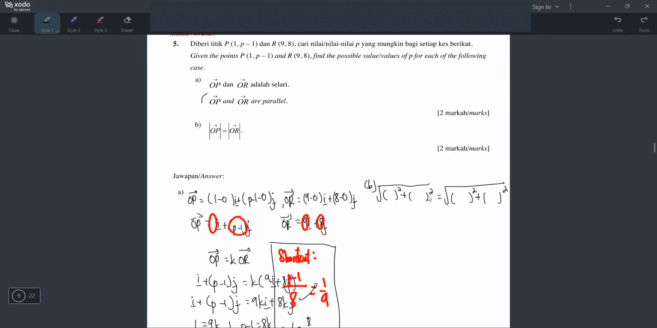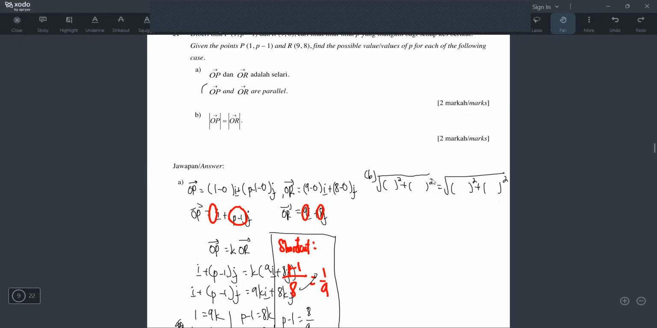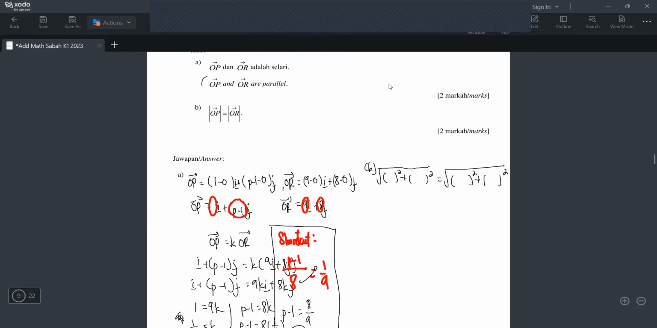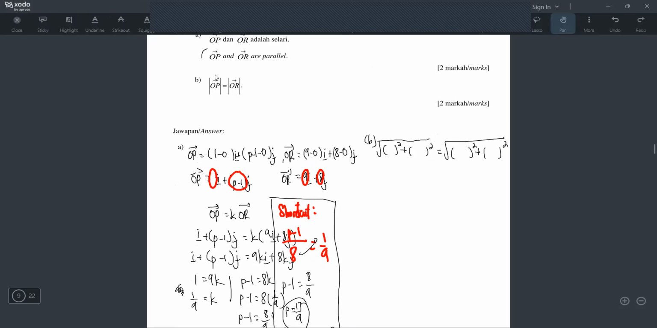And what do we have to put inside the bracket? The number in front of ij. Okay, the number in front of ij. All right, because this magnitude formula actually comes from the Pythagoras theorem. So what you have to put inside is the number in front of ij, right? So what is the number in front of ij for vector OP?